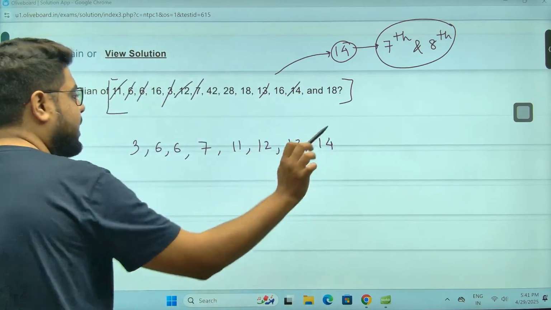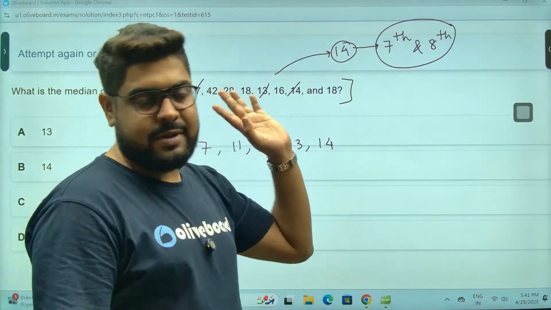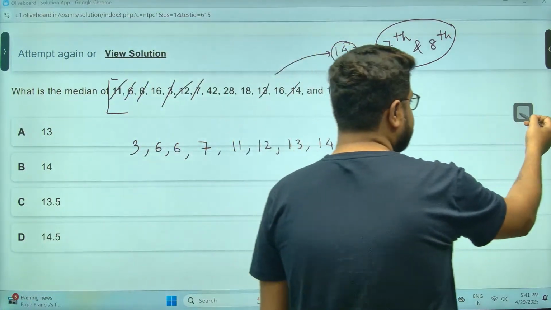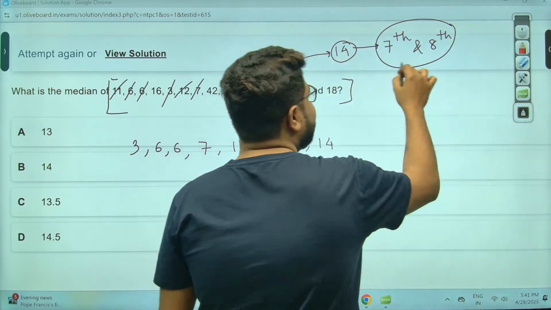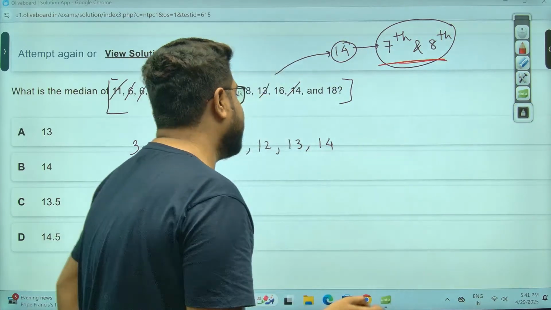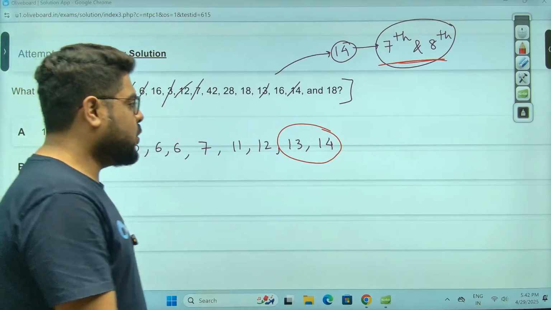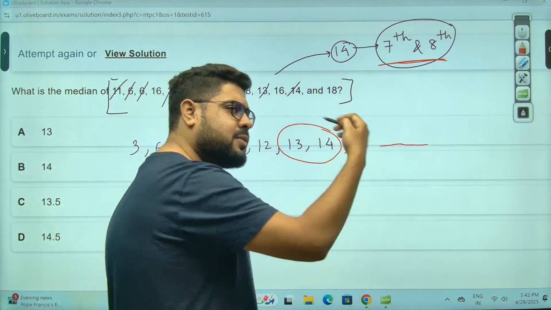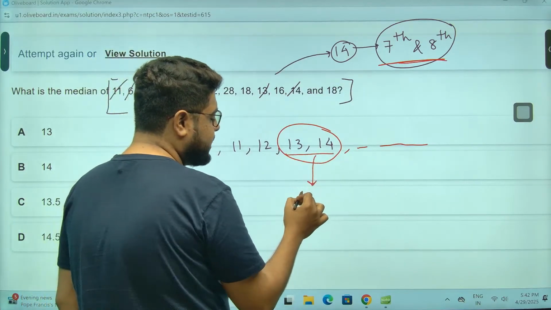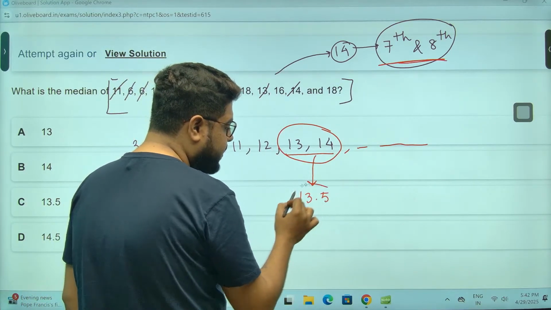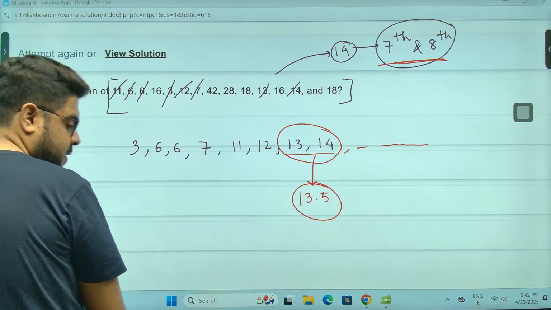We have written 8 terms. Whatever is after this, I will not even check, because for median I need my 7th term and my 8th term. That's all I need. So median will be the average of these two. The answer will be 13.5, option number C.